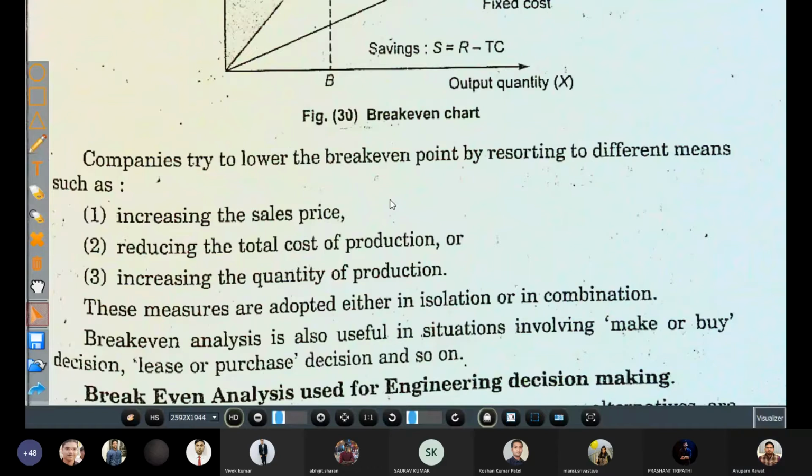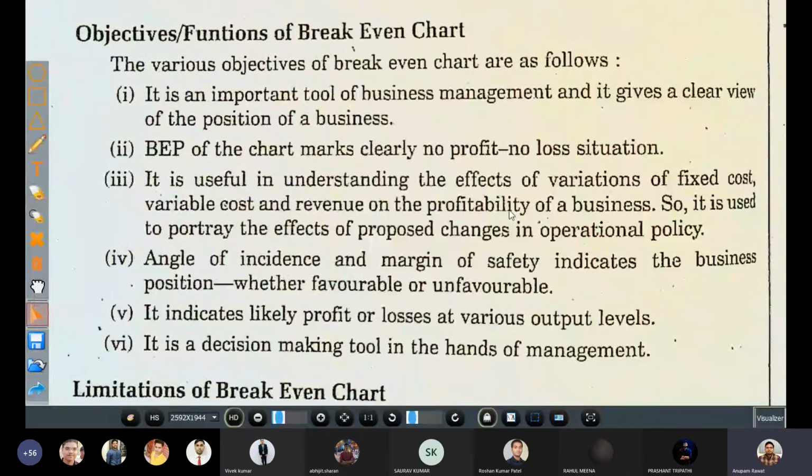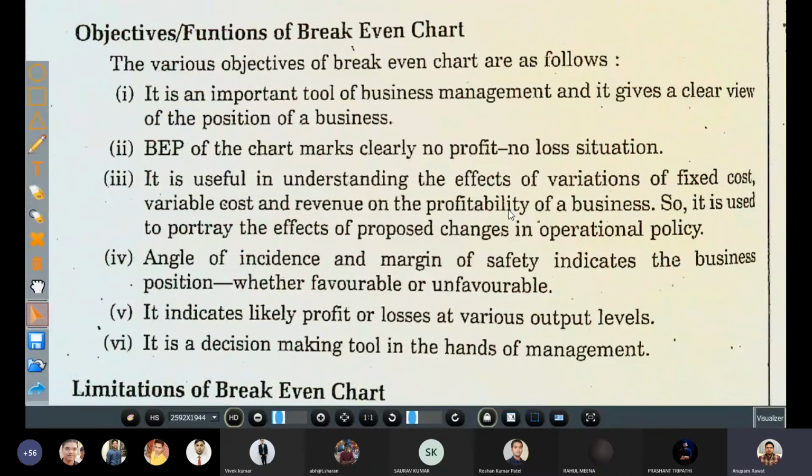Now, there are objectives and functions of the break-even chart or break-even cost analysis. So there are various objectives of this break-even chart. It is an important tool for business management and gives a clear view of the position of a business.